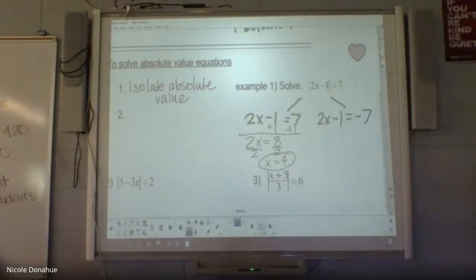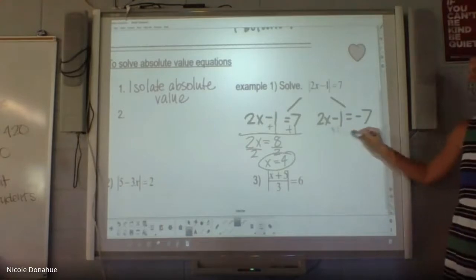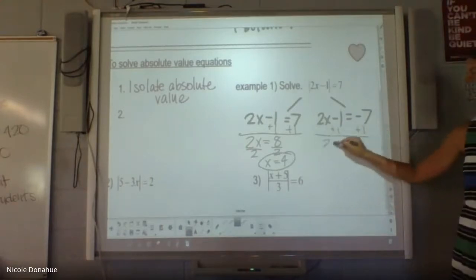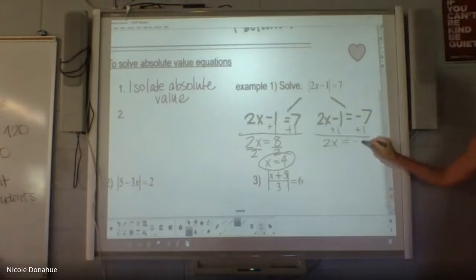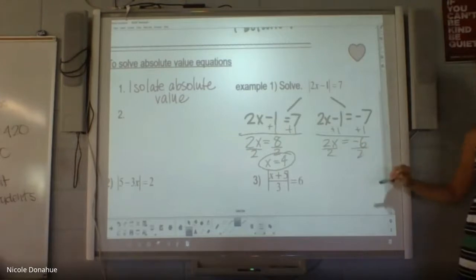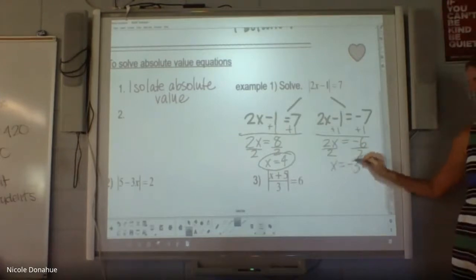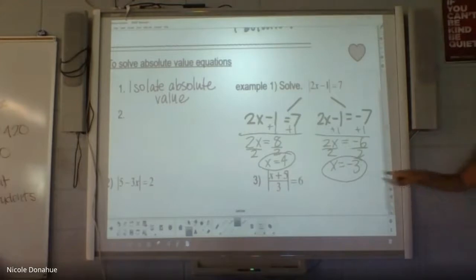And again, that's probably the one you would have come up with if you had absolutely no idea how to do what we were doing today. But the other answer is the one you might have forgotten about or not realized. -6 here, and then divide by 2. So x ends up being -3 as well. If I put that value into this expression, 2 times -3 is -6, -1 is -7, absolute value of -7 is 7. So we get that second answer from setting up 2 equations.